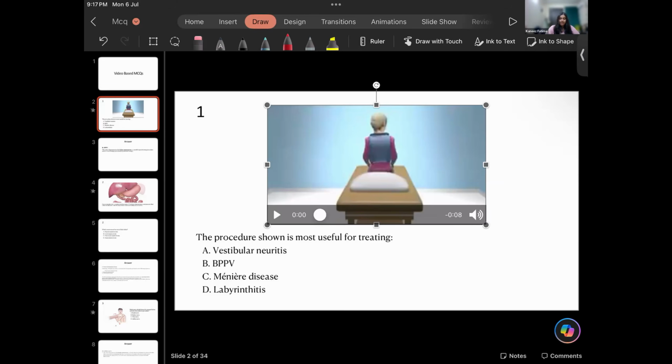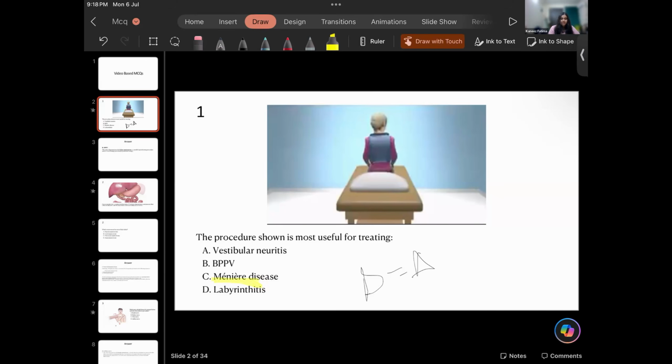Next, we have BPPV. Yes, we do have read about the two maneuvers, that is the Dix-Hallpike maneuver and the Epley's maneuver. The Dix-Hallpike maneuver has a D for diagnostic and D for Dix-Hallpike maneuver. So it is a diagnostic maneuver for BPPV, and we have therapeutic maneuver, that is Epley's maneuver. So we will go in detail in that. Let's see the other option as well.